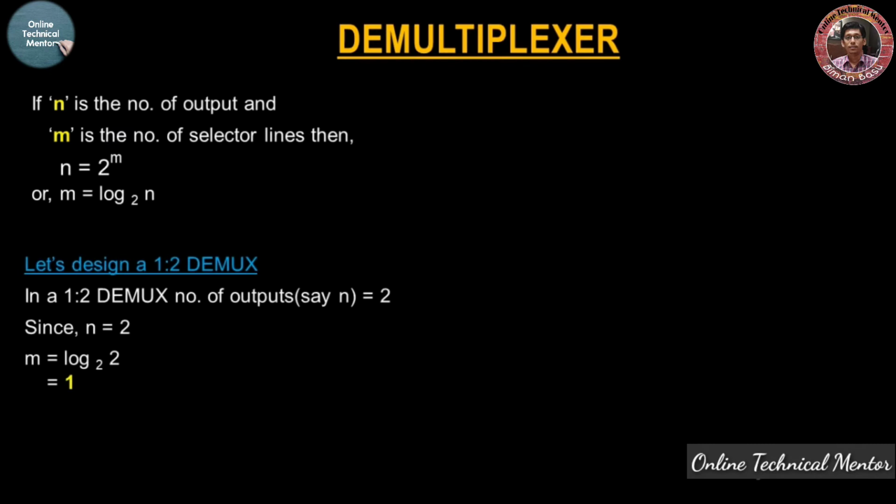Let us take a small demultiplexer, that is a 1:2 demultiplexer. A demultiplexer can also be written as DEMUX in short. In a 1:2 demultiplexer, the number of outputs, n, equals 2. Now substitute the value of n in the above formula, m equal to log n base 2. So you will get m equal to log 2 with a base 2, which is equal to 1. That is, one selector line is required to control a 1:2 demultiplexer.